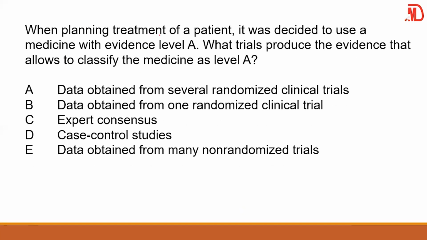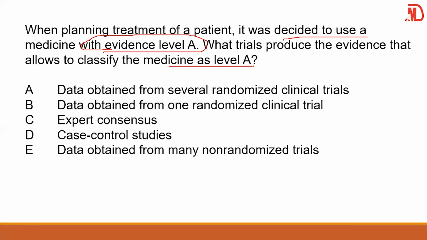When planning treatment of a patient, it was decided to use a medicine with evidence level A. Okay. What trials produce the evidence that allows to classify the medicine as level A? So we need to know what levels of evidence are all about.